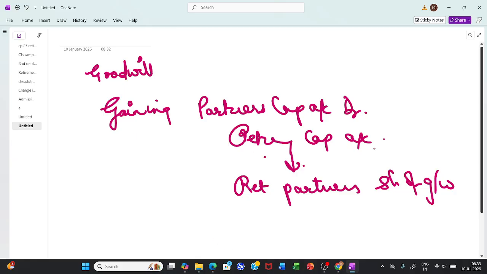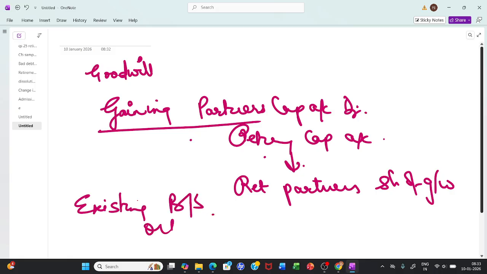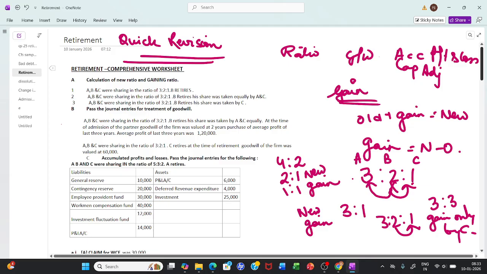He gets credited, but who gets debited? Who is giving this? The gaining partner. If C is gaining, C. If A and B are gaining equally, A and B. So the remaining partners who are gaining get debited with this. Only one treatment. If existing goodwill is given in the balance sheet, we will write it off to the old partners in the old ratio. Whatever is given gets divided.